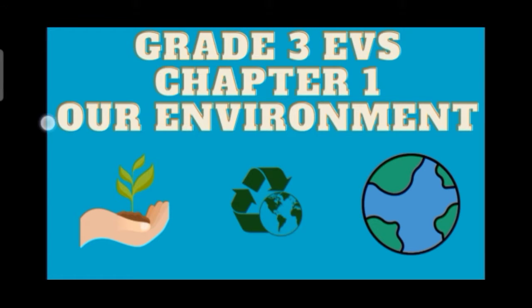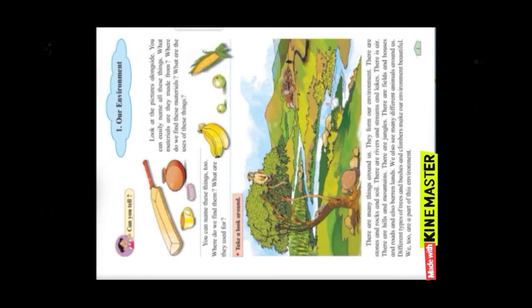Now let's start with it. Chapter number 1, our environment. Can you tell? Look at the pictures alongside. You can easily name all these things. What materials are they made from? Where do we find these materials? What are the uses of these things?